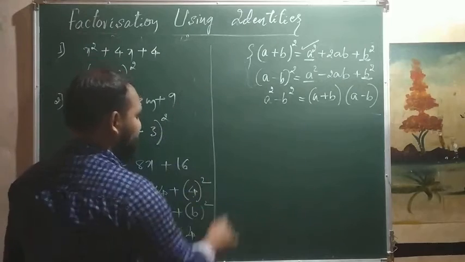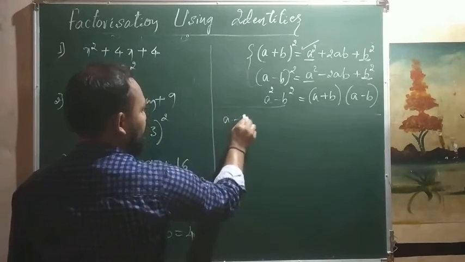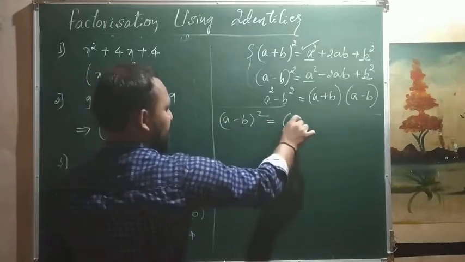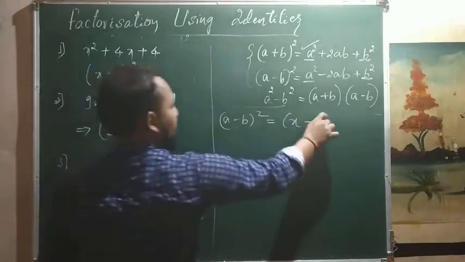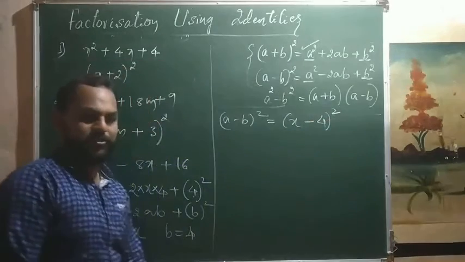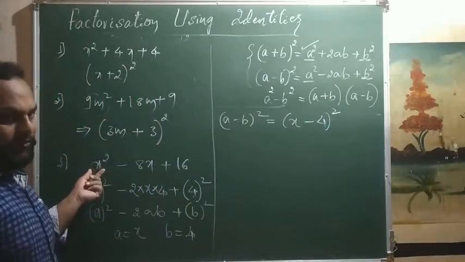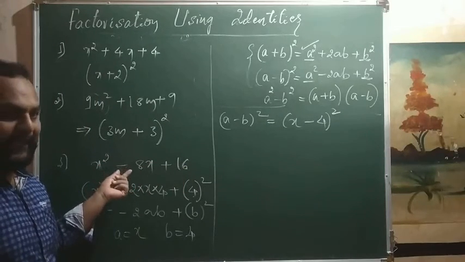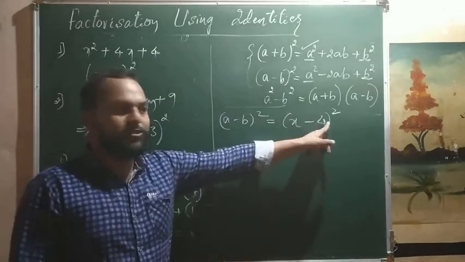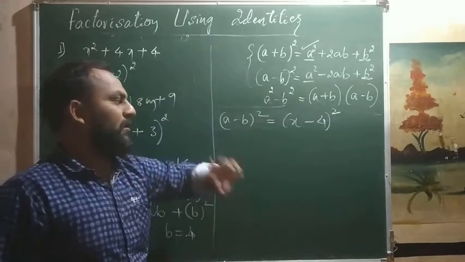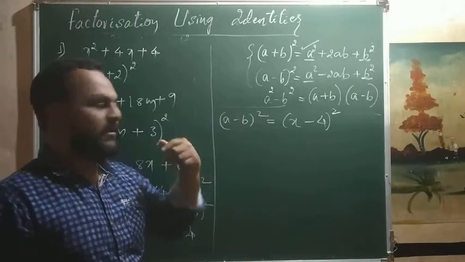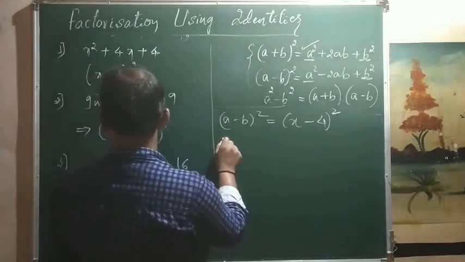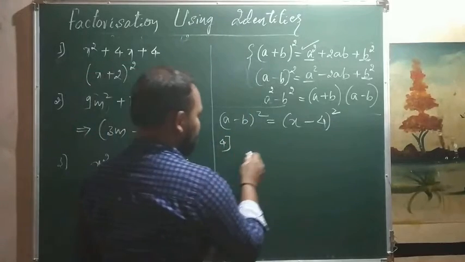Then the next formula is a minus b whole square. A is x and b is 4, so it is x minus 4 whole square. The square root of x square is x, the square root of 16 is 4, and the sign of the middle term is negative. Checking: x square minus 2 into x into 4 is 8x, and 4 square is 16. Okay.